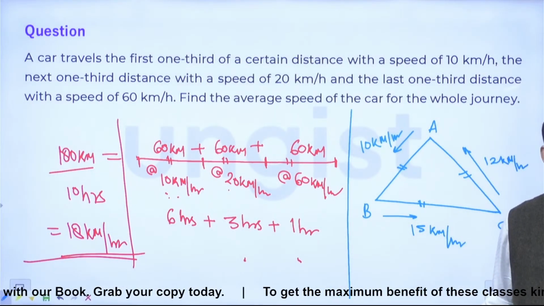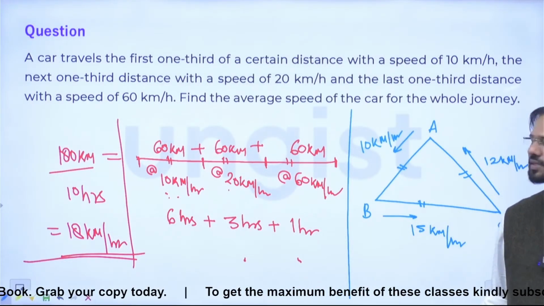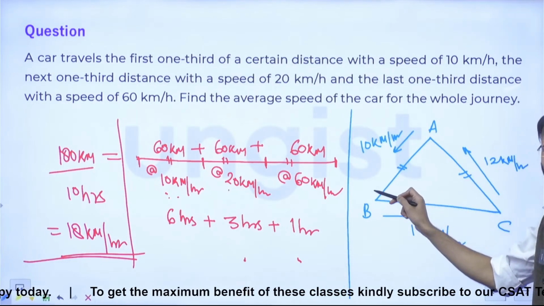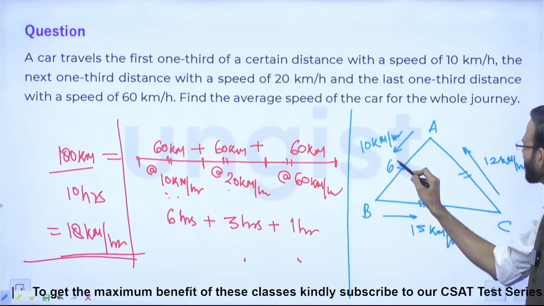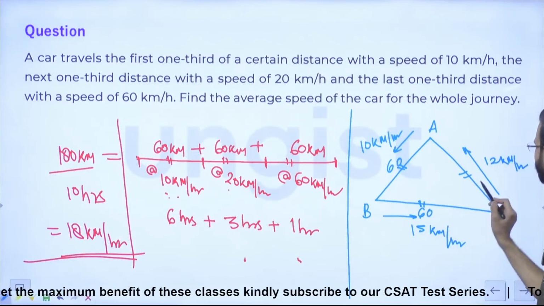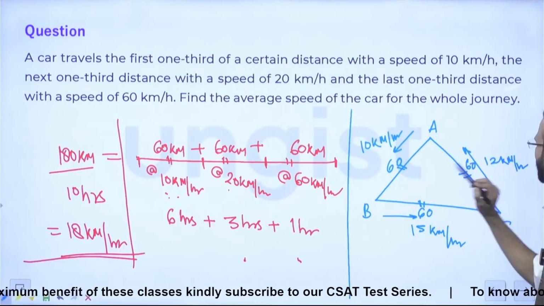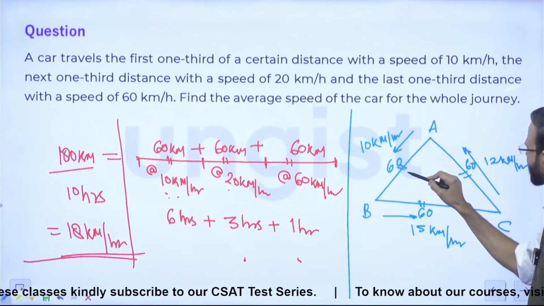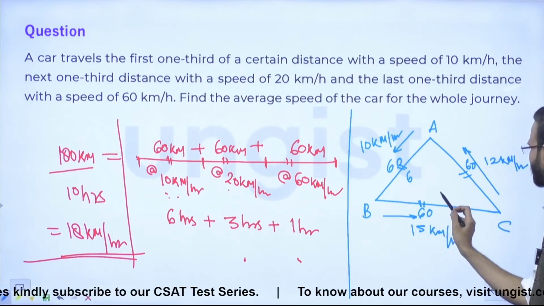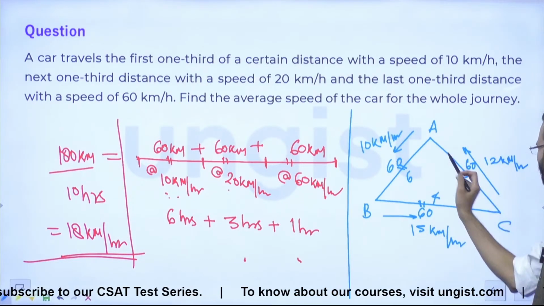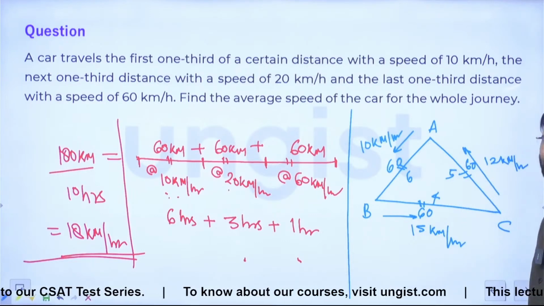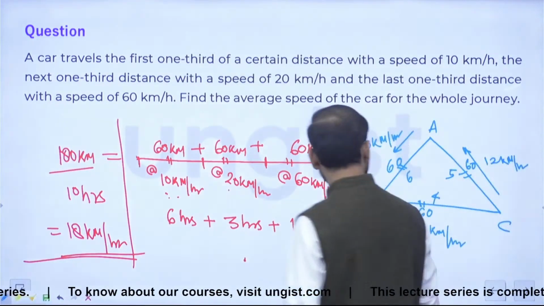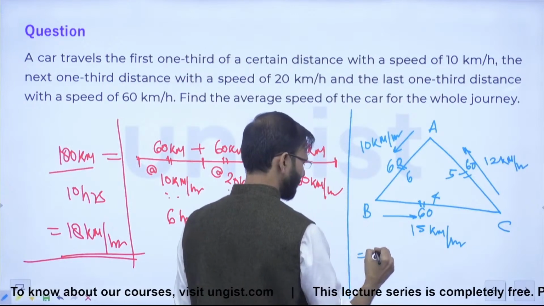What will be the LCM? 60. So what we have to do, we just have to assume this side as 60, guys, right? 60, 60, 60. What is the time taken here? 6 hours. What is the time taken here? 4 hours. What is the time taken here? 5 hours. Correct?